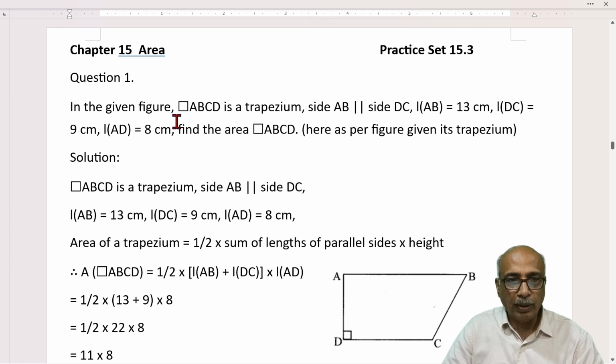Question 1. In the figure, quadrilateral ABCD is a trapezium. Side AB is parallel to DC. Length AB equals 13 centimeter, DC equals 9 centimeter and AD equals 8 centimeter. Find the area of quadrilateral ABCD.